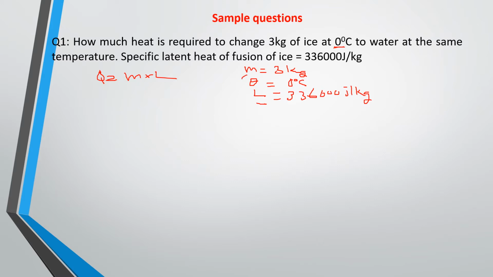So the quantity of heat, you can just substitute the values. So there are 3 multiplied by 33600. Okay, by the time you do that multiplication out, you are going to have 100,800 joule. Okay, so this is your quantity of heat. This is the quantity of heat required.